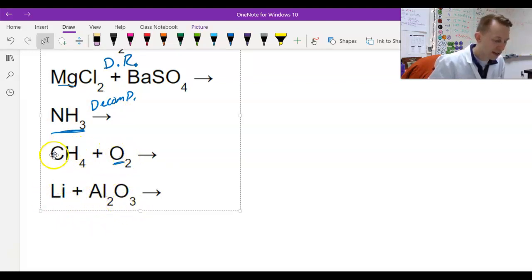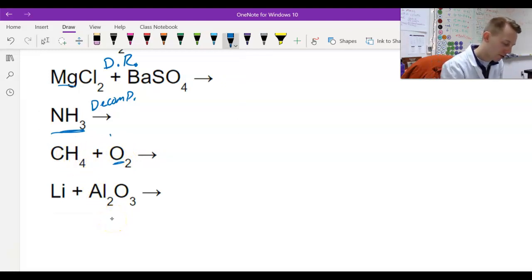The reason why this one is not single replacement is because it's carbon, hydrogen, and oxygen, and the oxygen is a gas by itself. And so that's how you know that that's actually going to be an explosion or a fire or something like that. Okay? So, combustion. And then this one would be the single replacement.